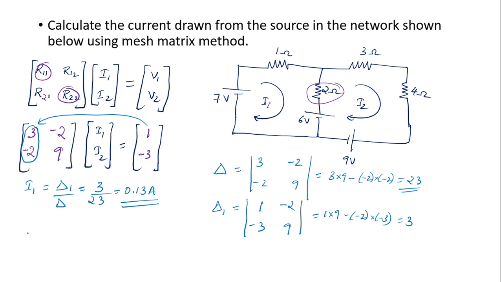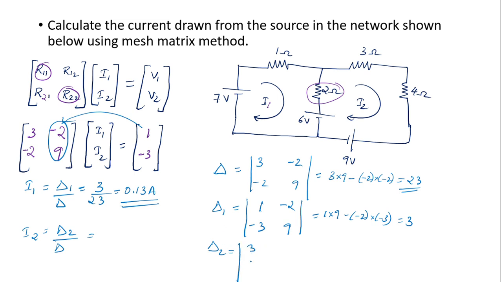Now how to find out I2? I2 will simply be delta 2 divided by delta. The value of delta you have already found out. How can you find out delta 2? To find out I1, you had replaced the first column with this column matrix. So to find out I2, you will replace the second column with this particular column matrix. The remaining columns will not be changed.